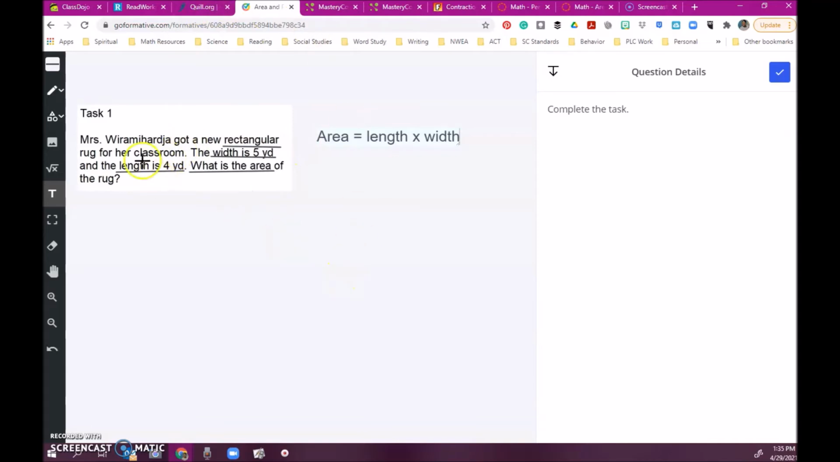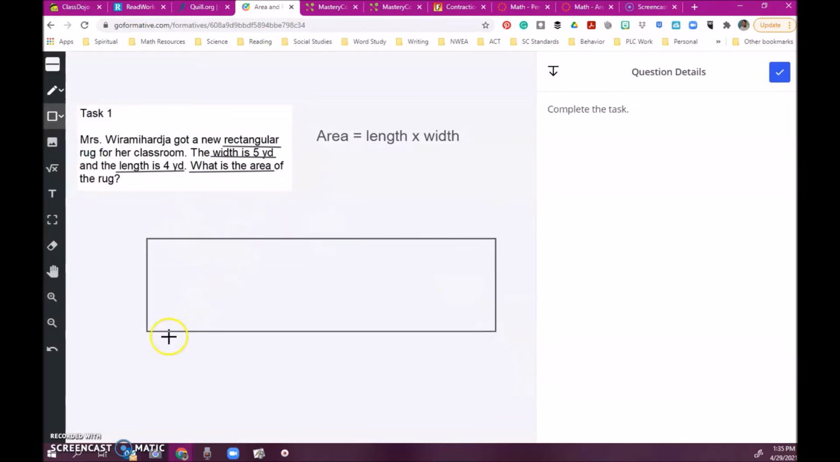Now, for this problem, you really don't have to draw it, but I do like to draw sometimes because it helps me to see it. So I can pull out and draw my rectangle. And then I'm going to label it. I know that the width is 5 yards, and I know that the length is 4 yards. So I have a visual here if I need it, but knowing that area equals length times width, I can fill in the A with what I know the area is.